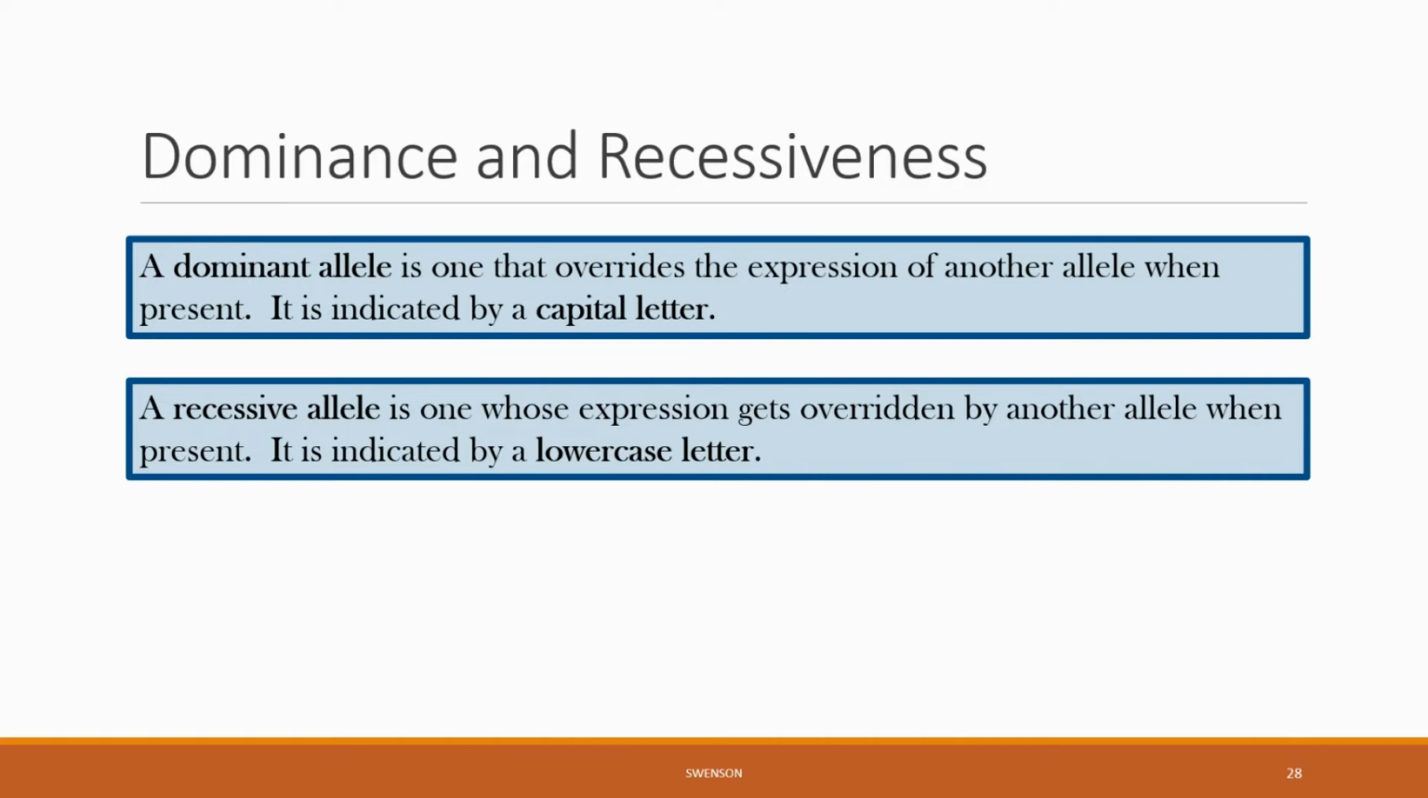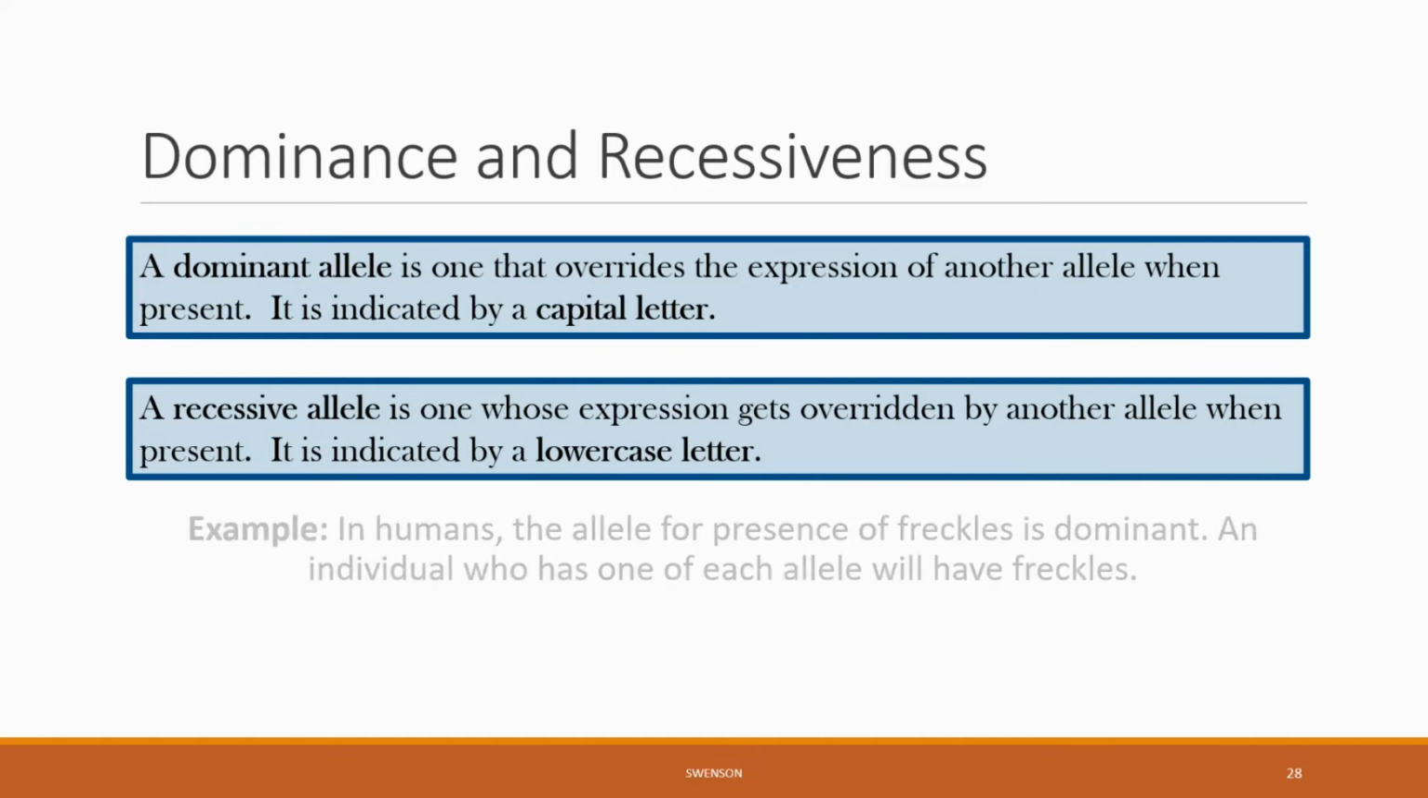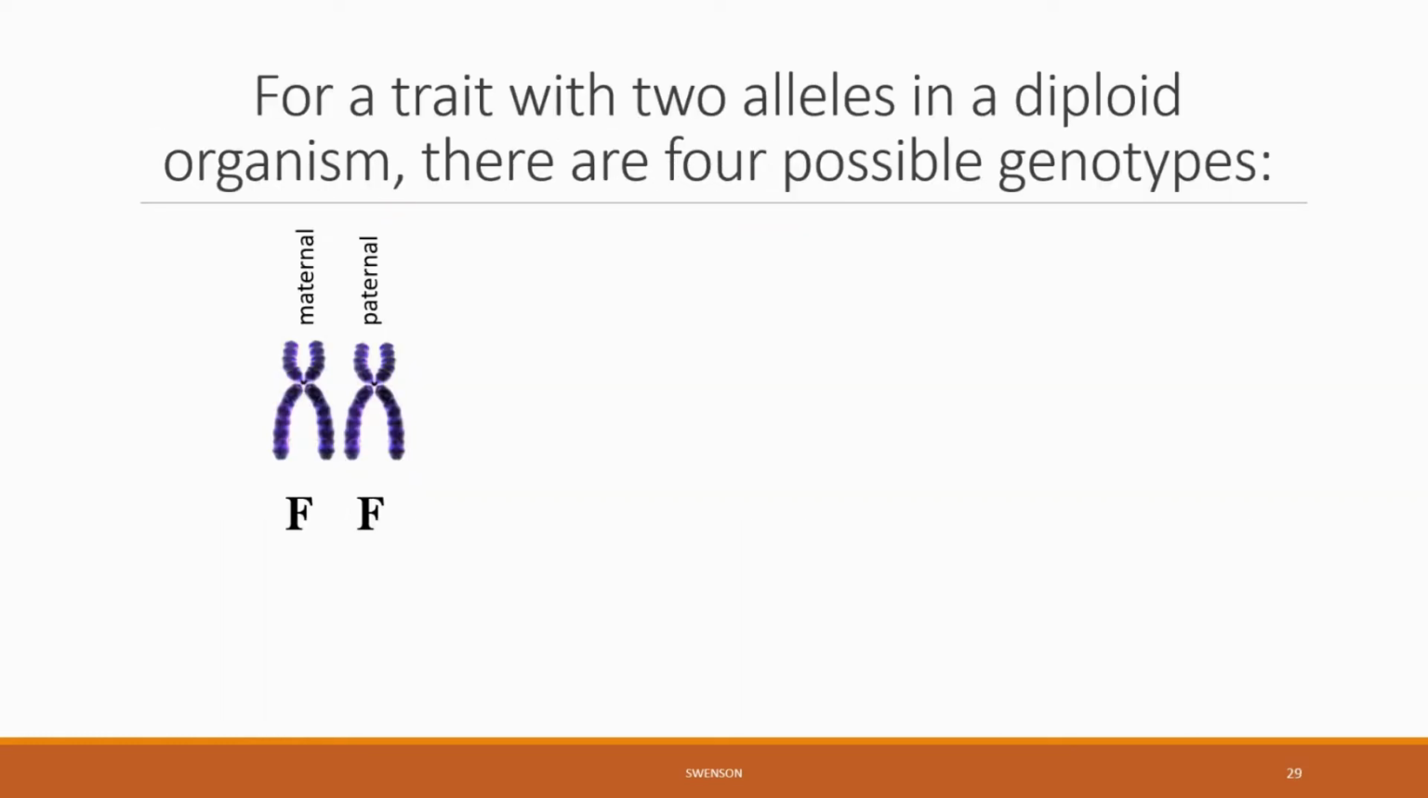In our previous example, Rudolph had one allele for freckles and the other allele without freckles. However, Rudolph exhibited freckles. In humans, the allele for presence of freckles is dominant. An individual who has one of each allele will have freckles. For a trait with two alleles in a diploid organism, there are four possible genotypes.